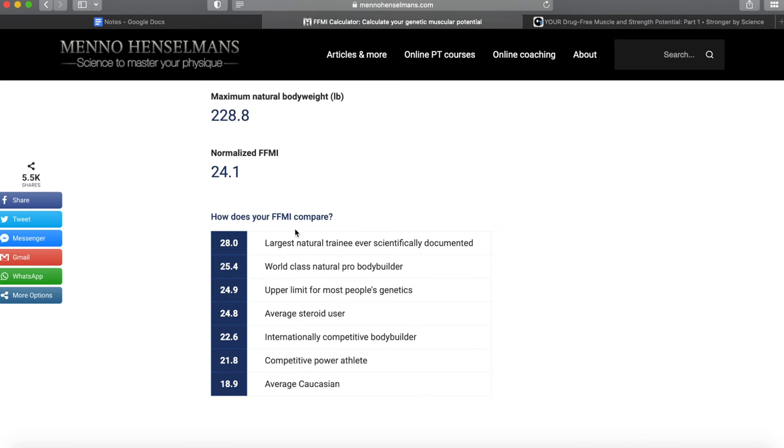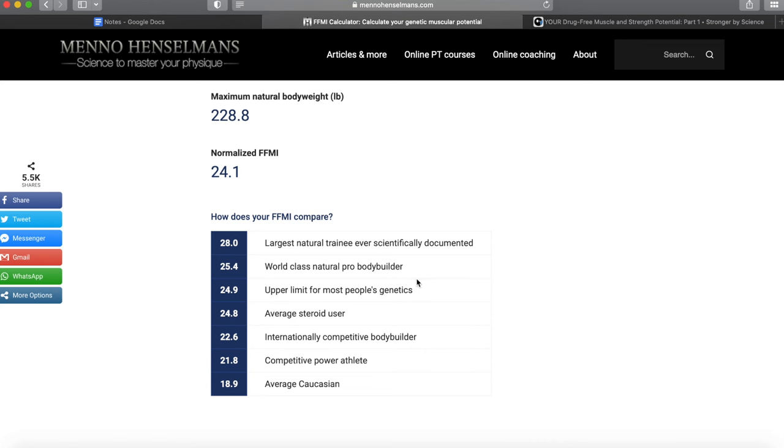So, a quick chart on FFMI numbers. 28 is the largest natural trainee ever scientifically documented. I actually believe he was in that chart, which I'll go over briefly next. 25.4 is a world-class natural pro bodybuilder. So these are like the top world champions of natural bodybuilding. That's not that far off, actually.